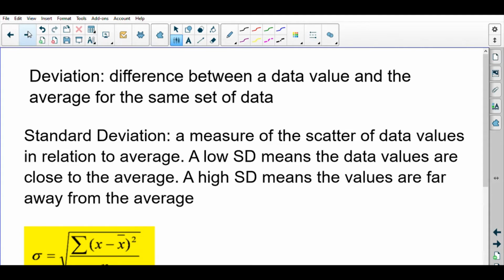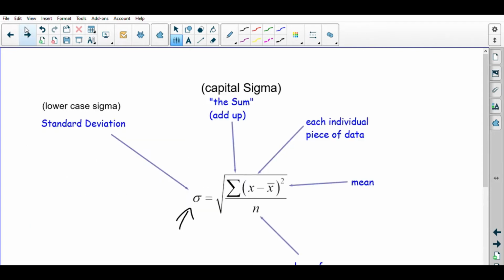To solve for standard deviation, we have the following equation. To break up that equation, standard deviation is represented by a lowercase sigma. To solve for standard deviation, I take each data point, which is represented by x, and subtract it from x bar, which is the fancy way of saying the average or mean. I square that, add up all the sums, divide by the number of data points there are, and take the square root.